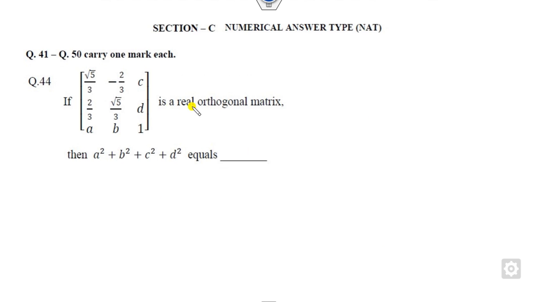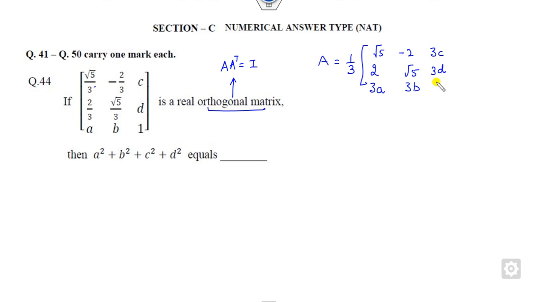Look at what the another one is. This is the orthogonal matrix. What is the meaning of the orthogonal matrix? That is A times A transpose is nothing but I. That's the meaning of this. So if I consider this is A, I want to take the transpose also. So to make the calculation simple, I can take 1 by 3 as common. So what is my A? It is nothing but root 5, 3c, 2, root 5, 3d. So I can take 3 common. So this is my A here.